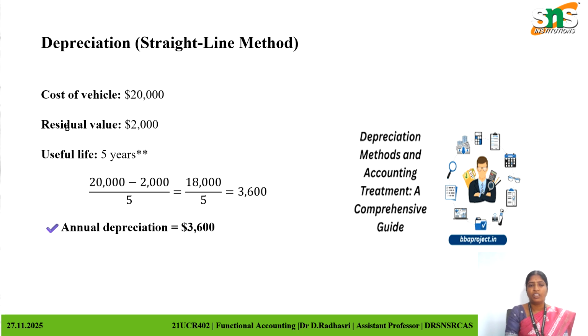In another sum, the cost of the asset is 20,000, minus 2,000 resale value, giving 80,000, and the useful life is 5 years. So we get 3,600.